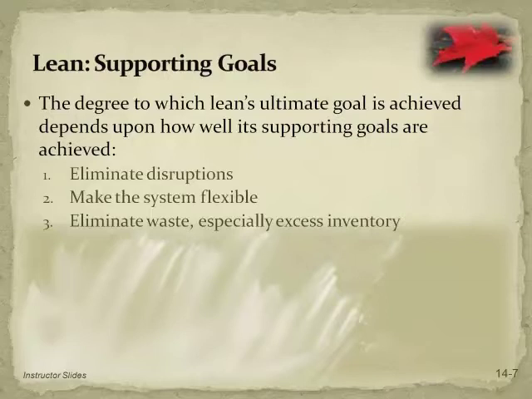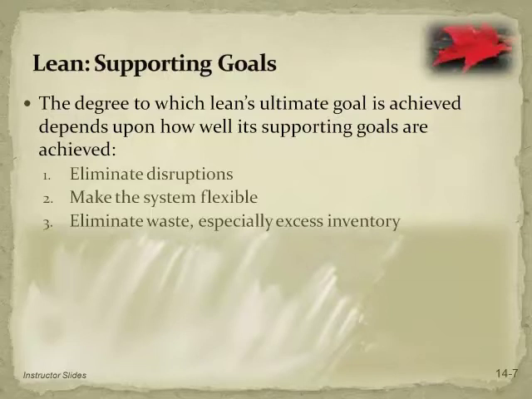It could be a material shortage. It could be some type of equipment breakdown. It could be a vendor who delivers poor quality material to us. Also, to make our system flexible, to be able to change quickly if the demand changes.